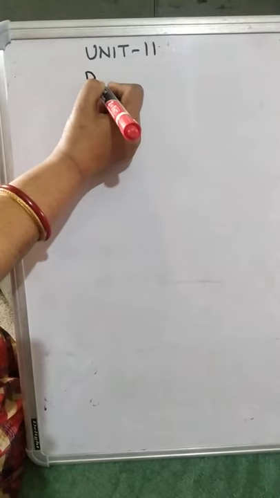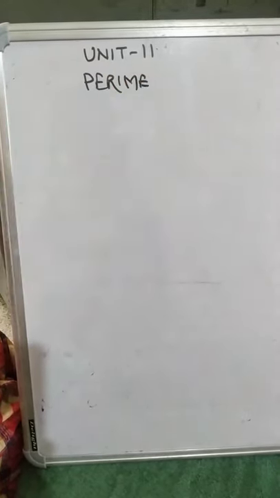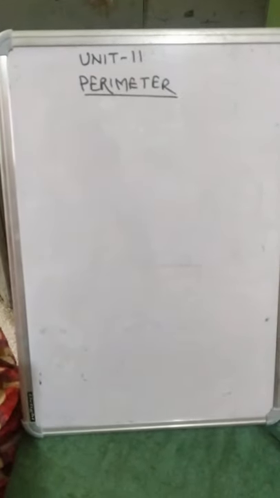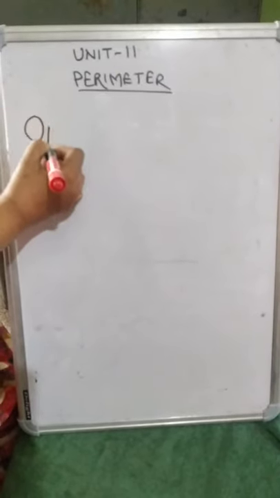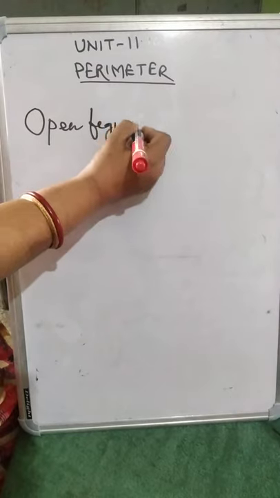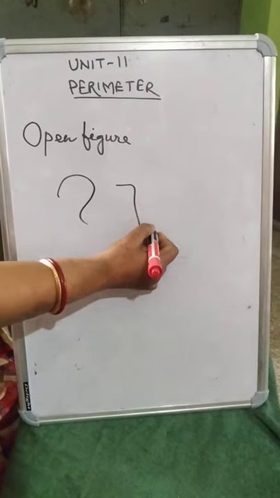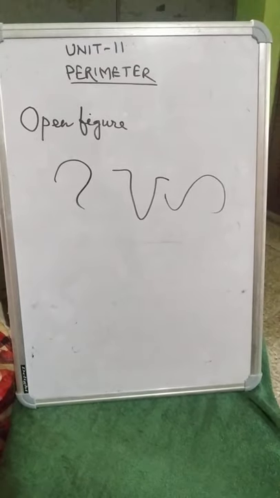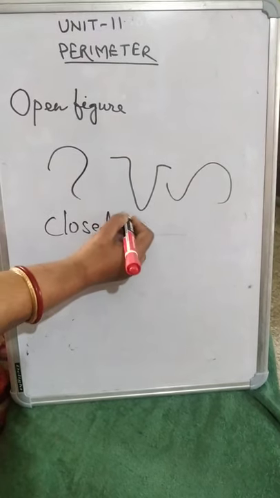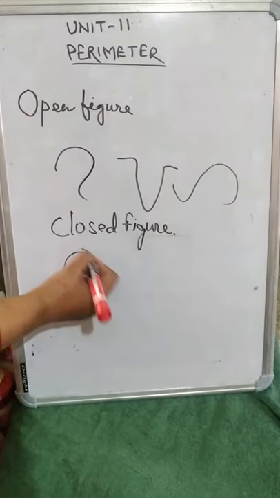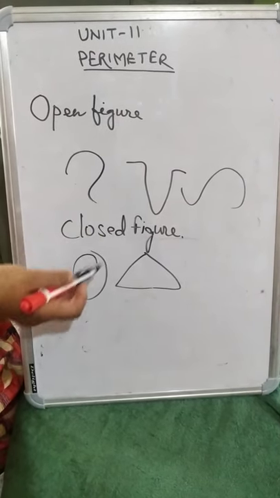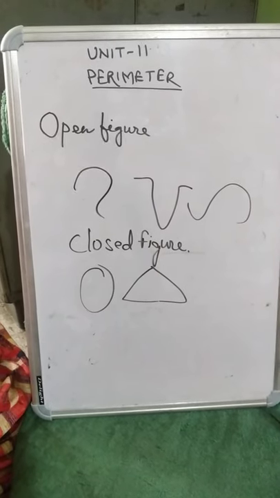So children, today I am going to start unit number 11, perimeter. Firstly, let us recapitulate your earlier concept. We start with open figure. For example, like this. These are open figures and closed figures. Do you remember these things? These are closed figures. In the earlier class you have learned open figure and closed figure. Now let us observe some closed figures.